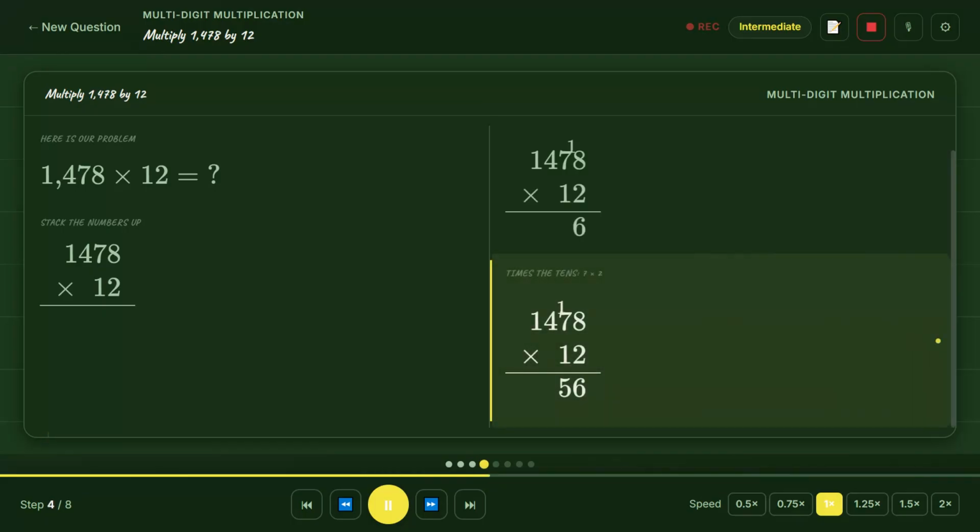Now we move left. 7 times 2 is 14, and we add the 1 we carried. That gives us 15. Write 5 down and carry the 1 again to the next spot.